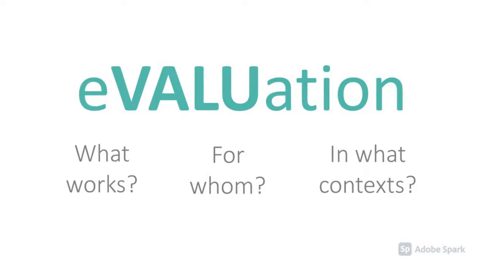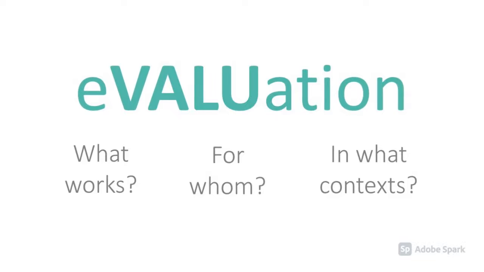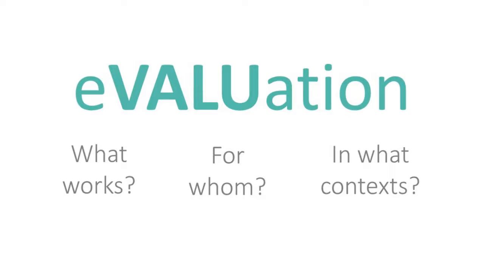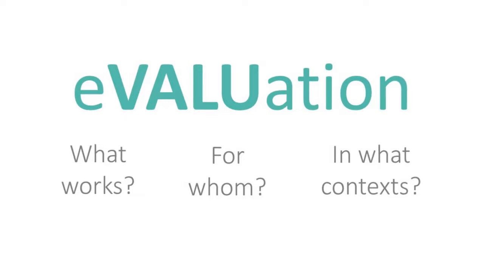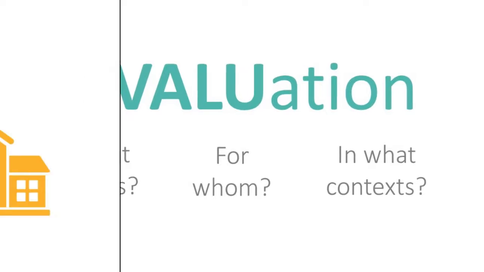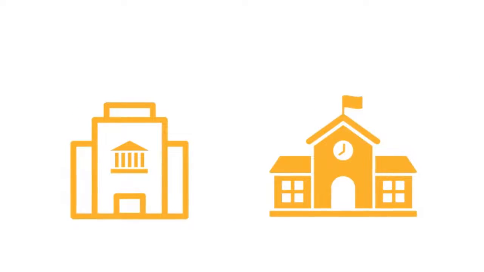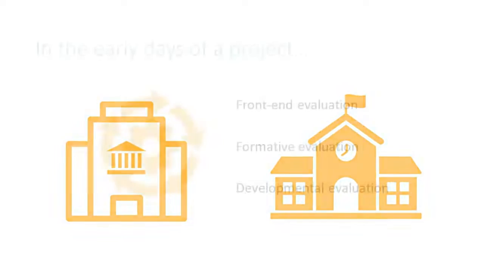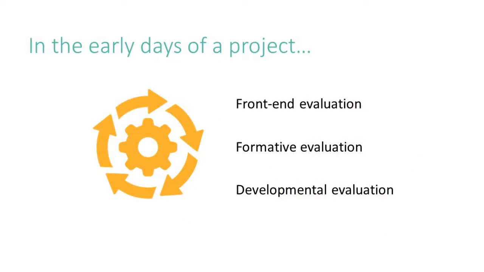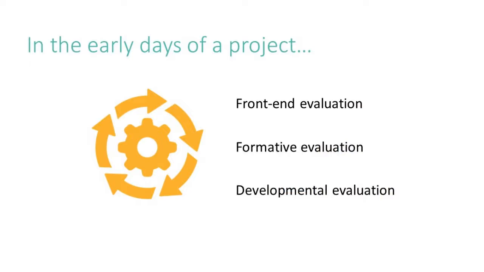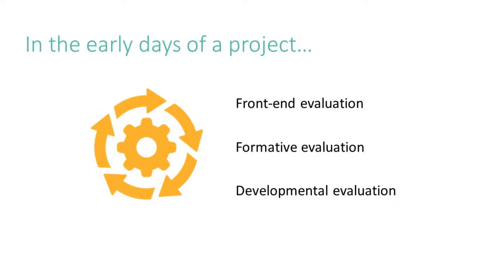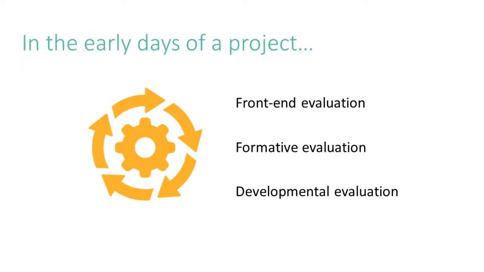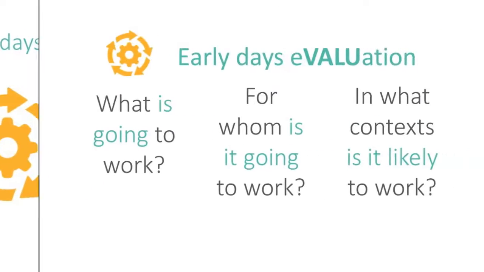Evaluation studies attempt to identify what works, for whom, and in what context or circumstances. The ways you answer these questions will vary depending on the stage of your project and based on discipline. In this video, our definitions and examples come from informal and formal education. Front-end, formative, and developmental evaluation are all types you might consider in the early days of a project. Data collected through these kinds of evaluation help you iterate and refine your early ideas.